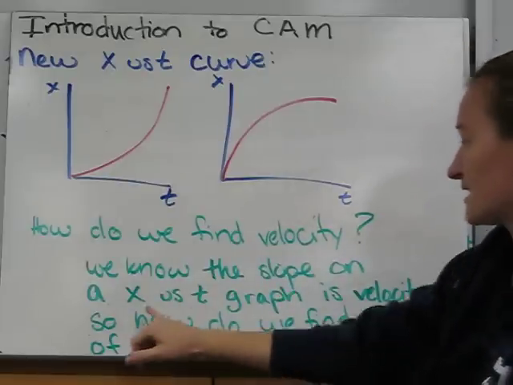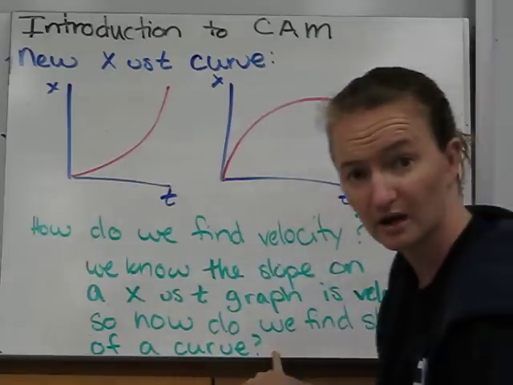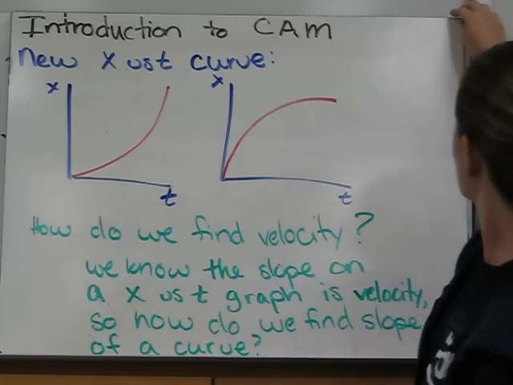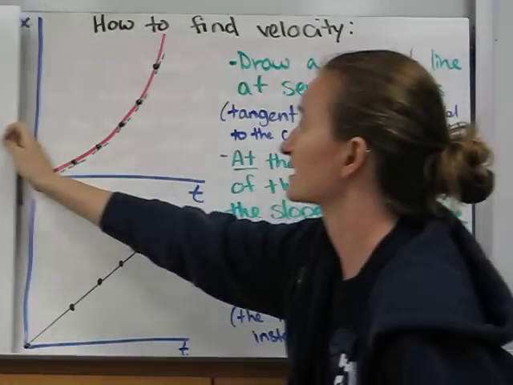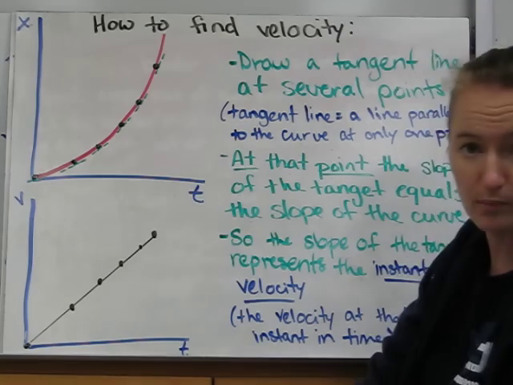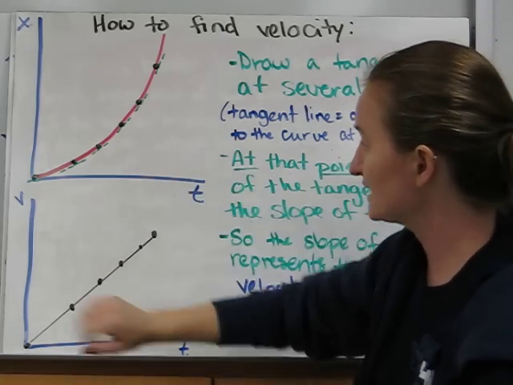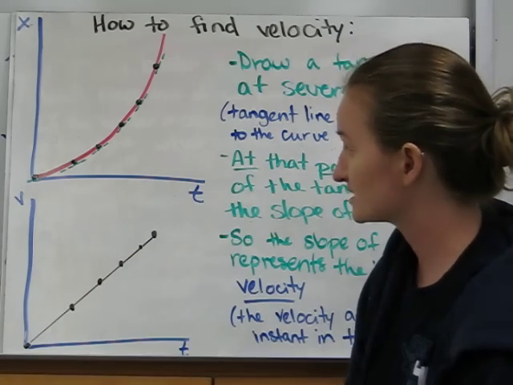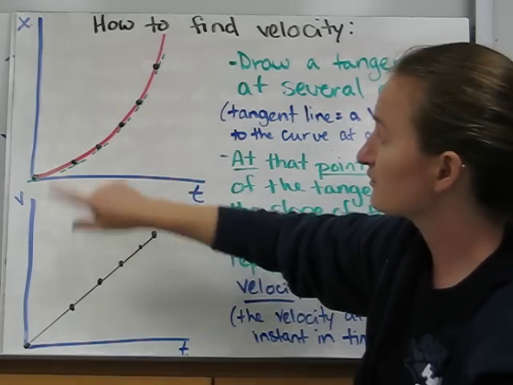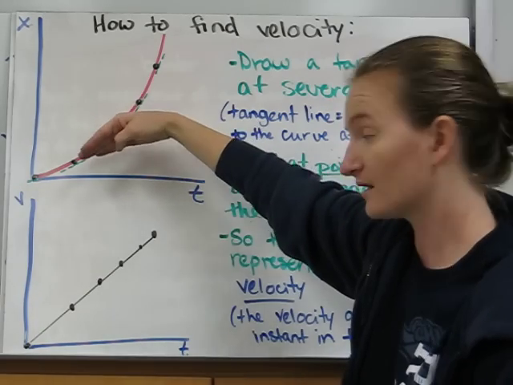We know the slope on an x versus t graph is the velocity, so how do we find the slope of a curve? What we're going to have to do is find the velocity at a couple different locations, the slopes at multiple locations. And then we can use those multiple locations as multiple data points that we can then plot on our velocity versus time graph.